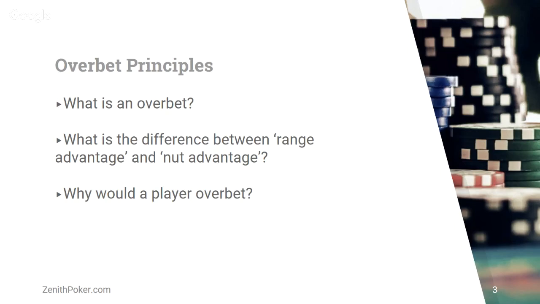Okay, so if we use, say for example, and these spots don't exist very often, but if we use a perfectly polar range where we're betting with value hands which have 100% equity and bluffs which have 0% equity, how does using an overbet increase our EV? If we're perfectly polarized? Yep, so say we're perfectly polarized. How does using an overbet increase our EV over using a smaller bet?